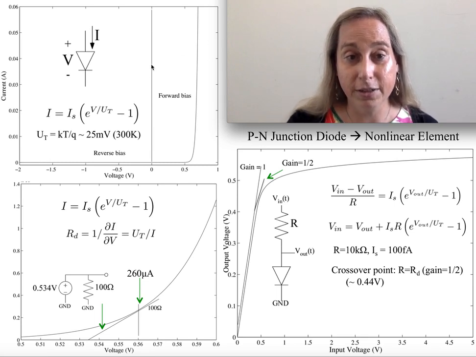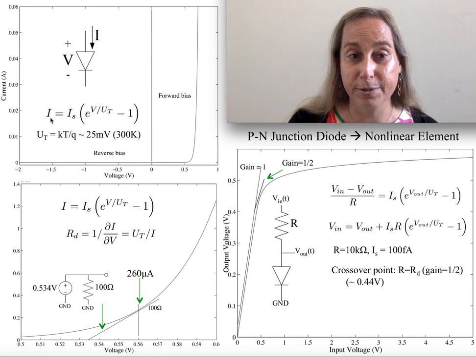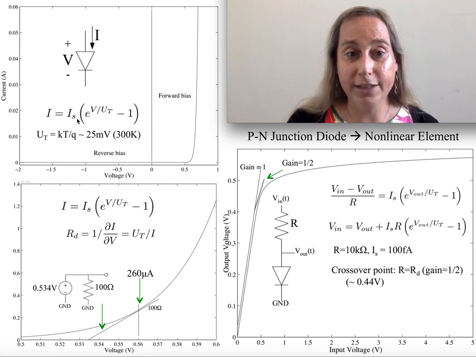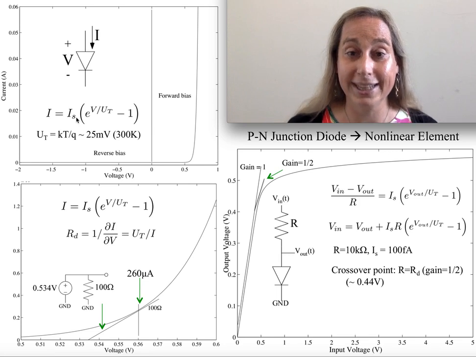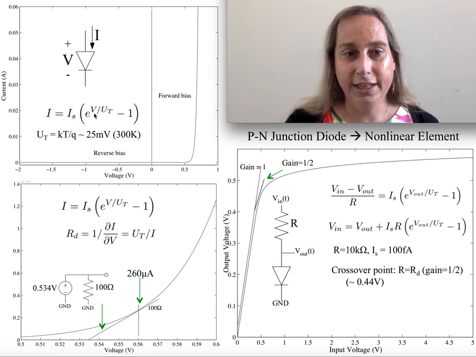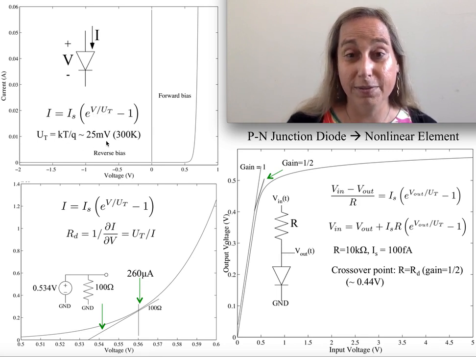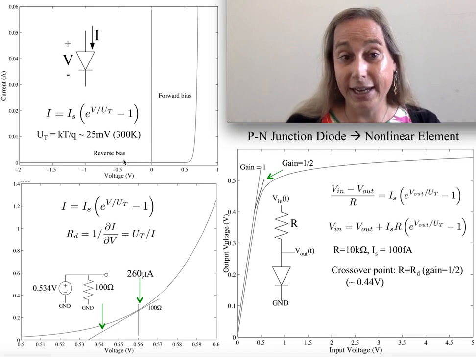Now, if you look closer into the physics, you actually get the relationship I = I_S (e^(V/U_T) - 1). I_S is a parameter for that particular device, the primary parameter for a p-n junction diode. U_T is kT/q, roughly 25 millivolts at room temperature. So when V is negative, you get a very small term, right around minus I_S.